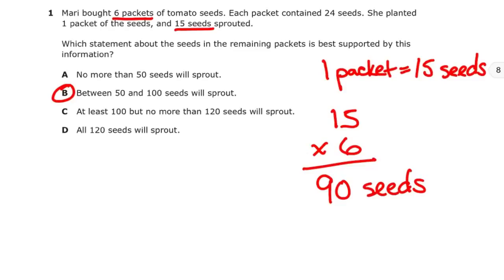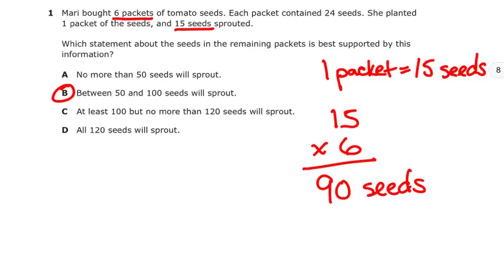So for A, it says no more than 50 seeds will sprout. We definitely know we will get more than 50, since 15 seeds is going to come from each packet. So we definitely know we're going to get more than 50. B says between 50 and 100 seeds will sprout. That is the correct answer.